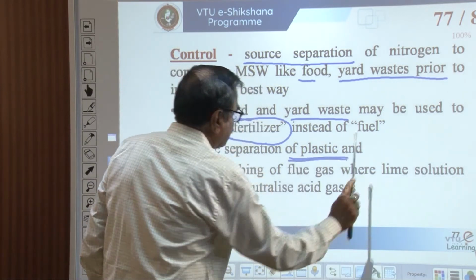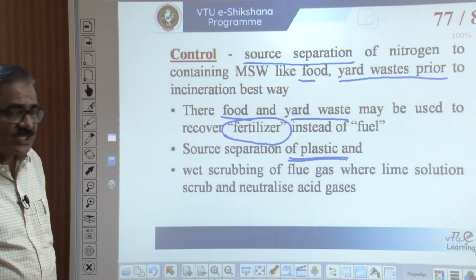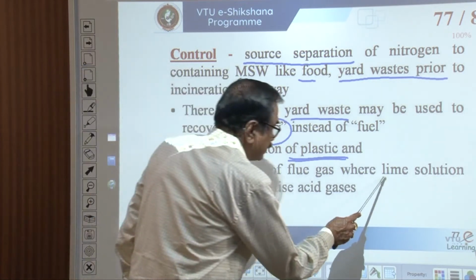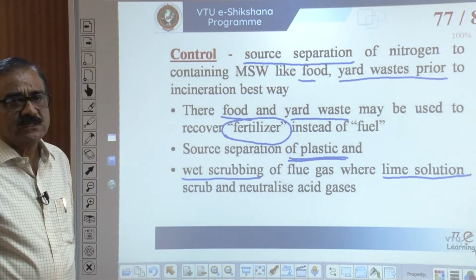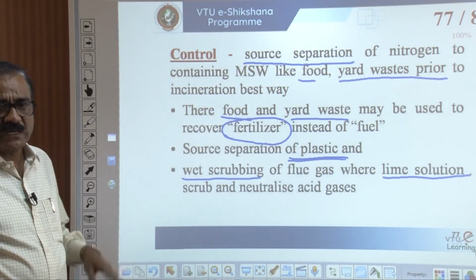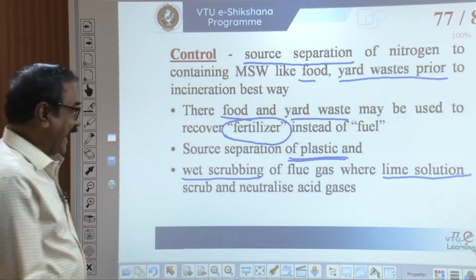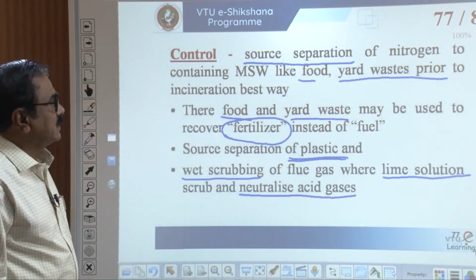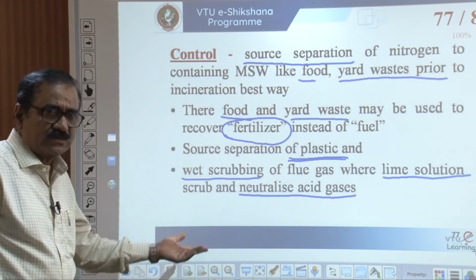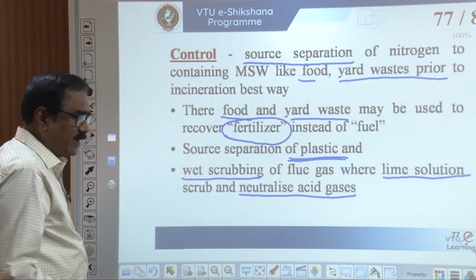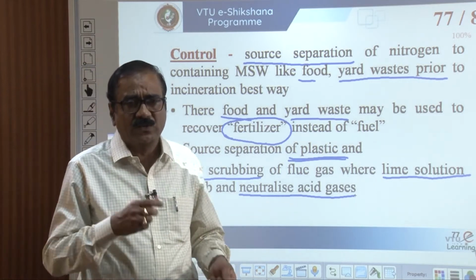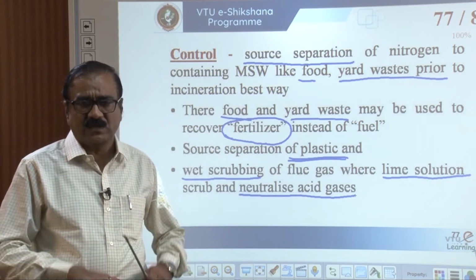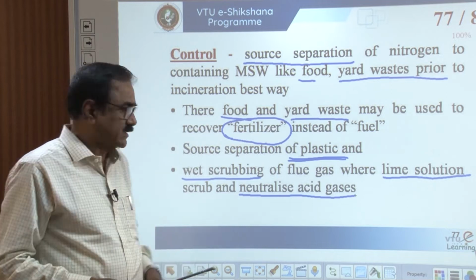Separation of plastic, because some of the plastic also contains nitrogenous matter. And wet scrubbers, okay, of the flue gas, where lime solution, dry scrubber and wet scrubber, we call them in air pollution control. A wet scrubber can also be used, having a lime solution. This neutralizes the acid gases. Thus, we are able to control not only oxides of nitrogen, but also acid producing gases. This is the way. And I have also shown another way of controlling oxides of nitrogen, which is the injection of ammonia into the combustion chamber, which will convert that into harmless nitrogenous gases.